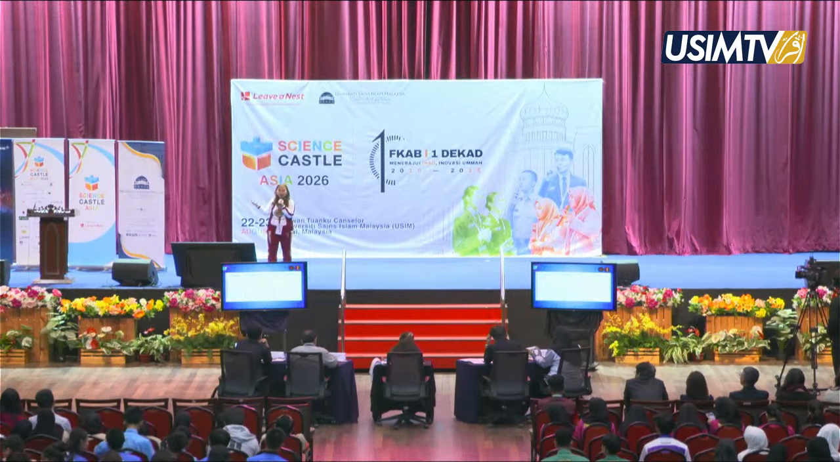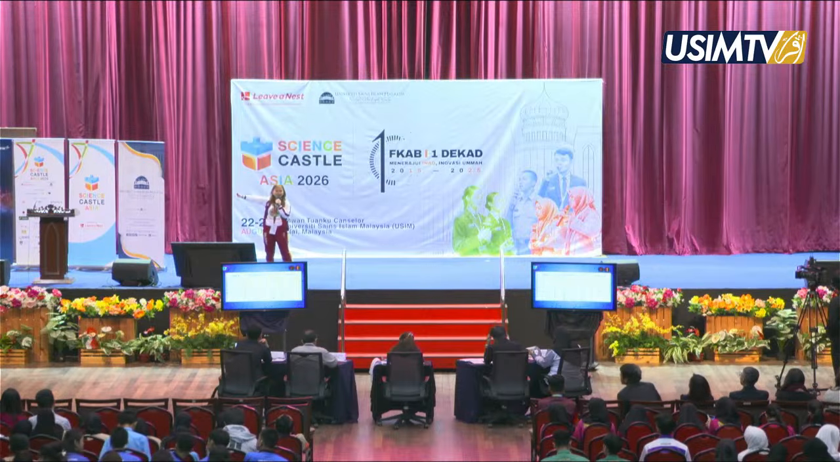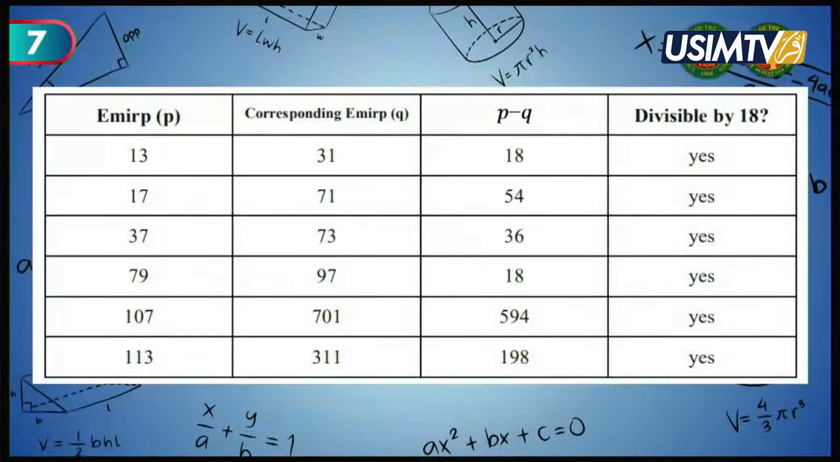We end up with 36. Do you see a pattern right here? Yes, exactly, because the difference of these immer pairs are divisible by 18. And that is the power of math. The power of math also allows us to extend beyond to infinity.